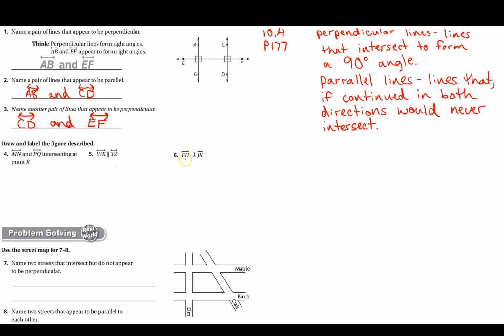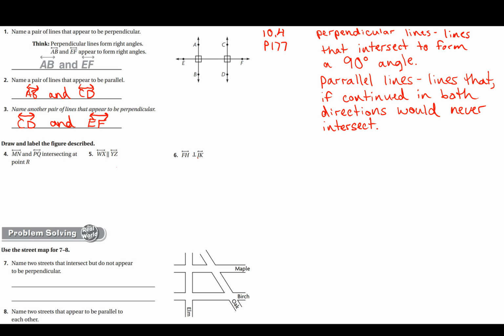Number 6 says line FH, and this upside down T means that line FH has to be perpendicular to line JK. So they have to intersect, just like number 4, but they have to intersect to form a 90-degree angle.